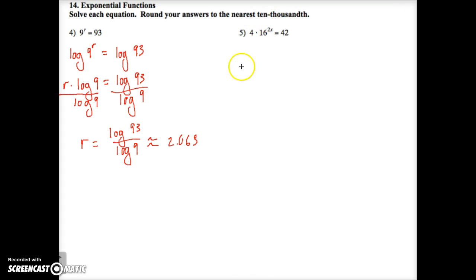On this one, we're going to employ the same strategy, but notice here we were not multiplying the exponential by anything. Here we are, so the first step we have to do is divide both sides by 4, because we need the exponential function, this piece, by itself before we start using logarithms. So then I get 16 to the 2x equals 42 over 4. And now I can take the log of both sides.